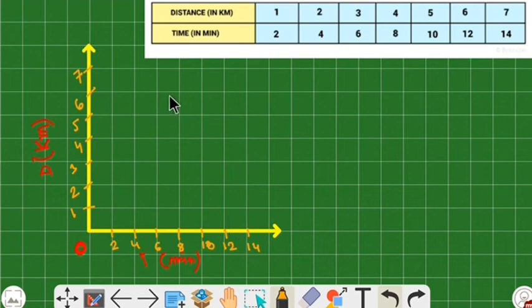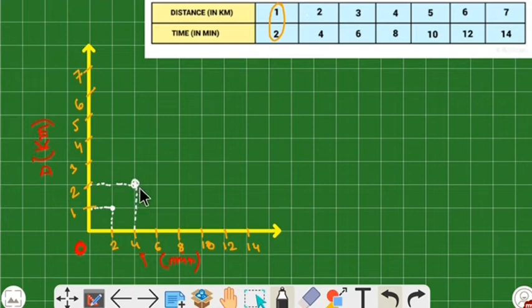So by that way you have to do the scaling. Now after scaling you can plot the graph. So how to do that? Here you can see the first value of distance is 1 and the first value of time is 2. So distance is 1, time is 2, so they combine at that point, so put a dot there, and this is the first point. Second point, here you can see 2 and 4, so distance is 2 and time is 4.